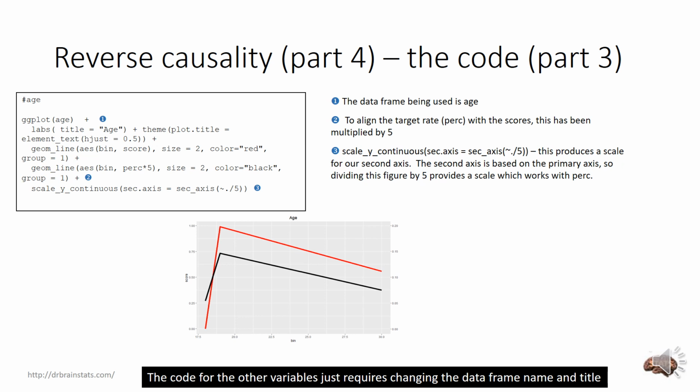This is because the second axis is based on the primary axis. And then when we go to relabel it, we need to divide it by 5 again. Now we can see from the chart that the estimates perform the same as the target rate, so age does not suffer from any reversal.